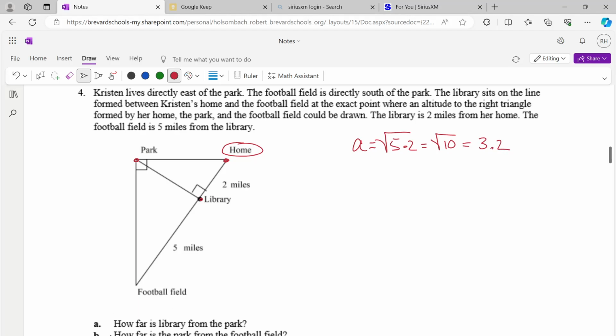And the second question, how far is the park from the football field? All right, so park down to the football field, I'm going to call it B, and we need this entire hypotenuse length. So that's going to be your 5 plus your 2, which is 7. So B is going to be equal to the square root of 5 times 7, which is the square root of 35, which is equal to 5.9.